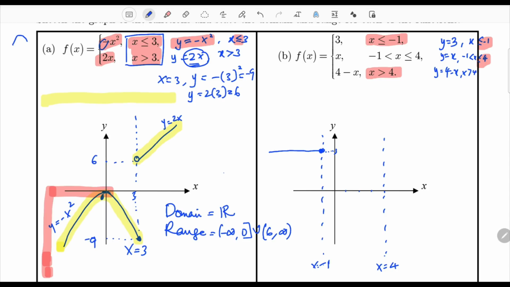Between negative 1 and 4, the graph is y equals x. So you just need to substitute. Try to substitute with negative 1. So if x is negative 1, f(x) is also negative 1. So here somewhere is negative 1. You don't have any equal sign there, so that is the empty circle.